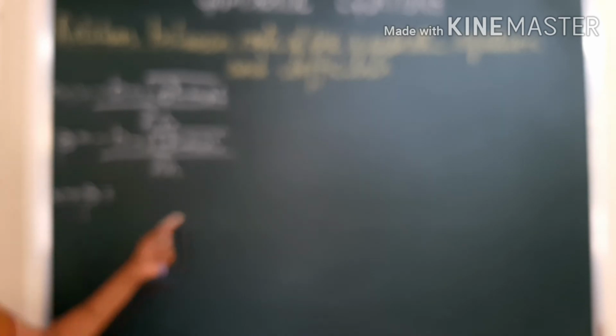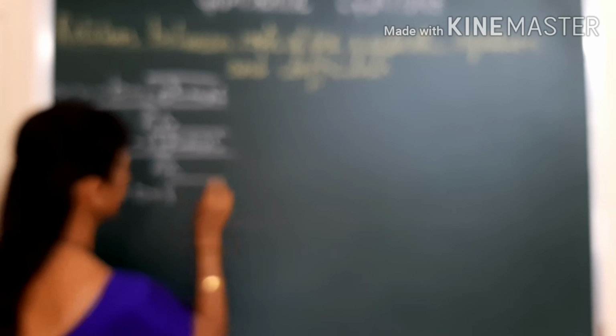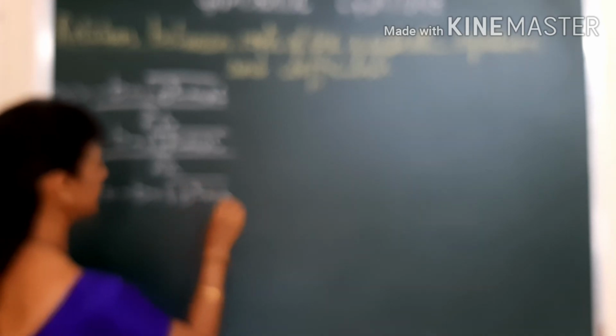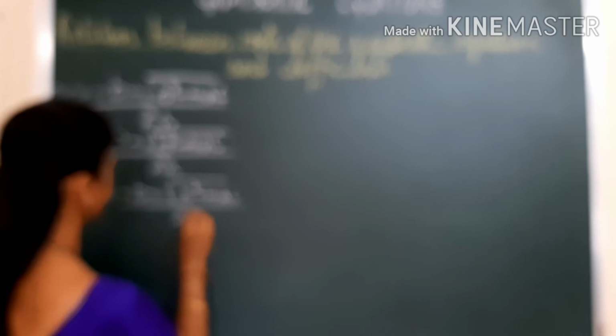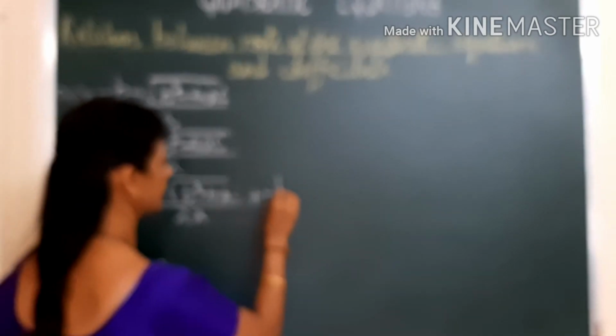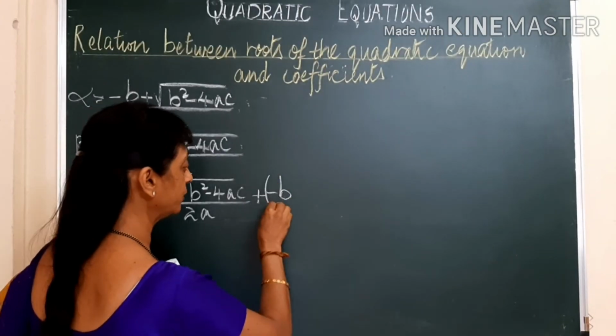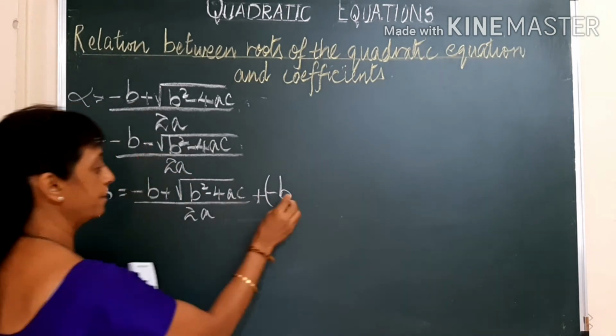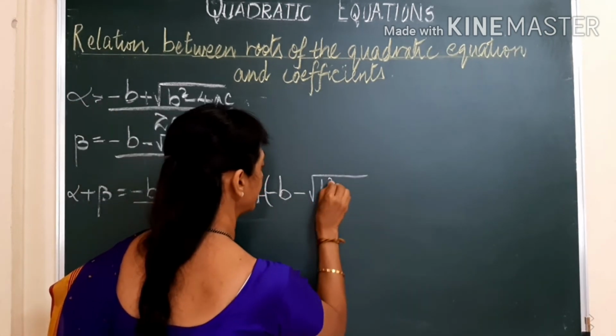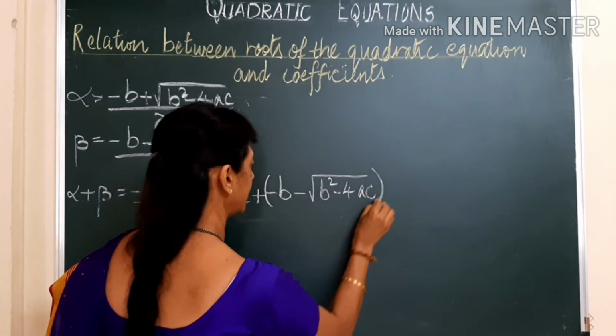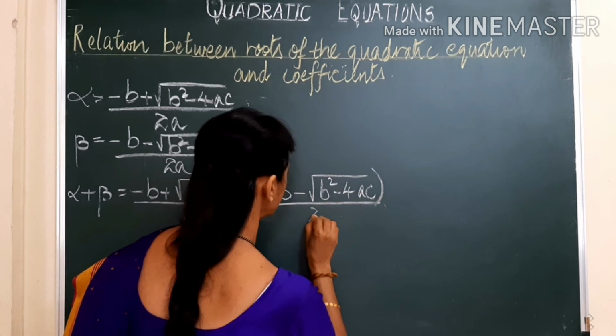Now children, what will you do? Substitute in place of alpha the value, substitute in place of beta the value, and sum them up. So what is alpha now? Alpha is minus b plus root of b square minus 4ac upon 2a plus, what is beta? Minus b. As there are two signs, put them inside the bracket. So minus b minus root of b square minus 4ac, close the bracket, upon 2a.